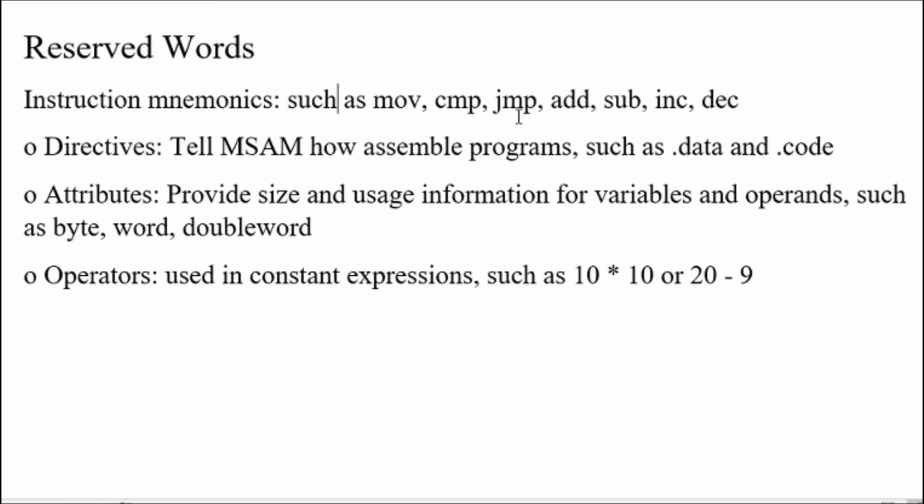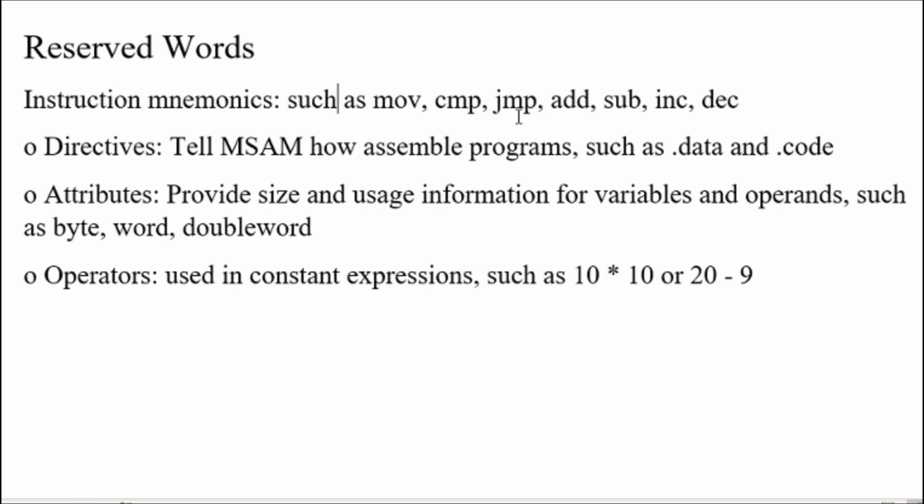Okay, next are attributes. Attributes provide the size and usage information for variables and operands. Some of them are the byte. You know already the byte, you also have the word, and you also have the double word.